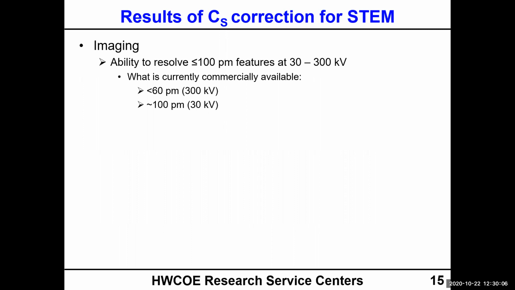There are two regimes for this. The first one is imaging. What we can get with CS correction for STEM is we can resolve picoscale features over a range of voltages from 30 up to 300 kilovolts. Commercially, we have a tool that can do this. We have a tool that can get sub 60 picometers at 300 kilovolts and approximately 100 picometers at 30.